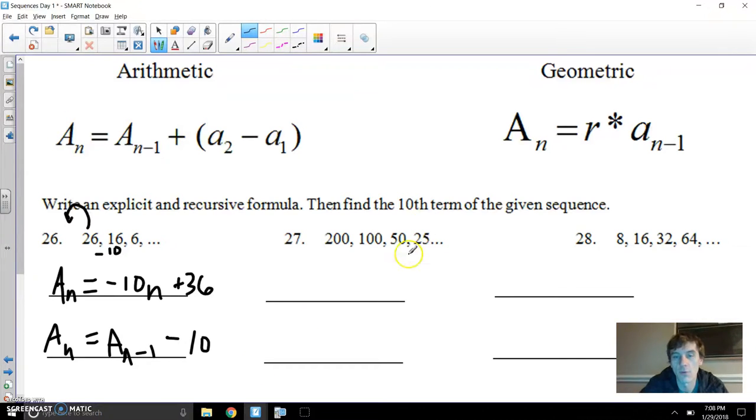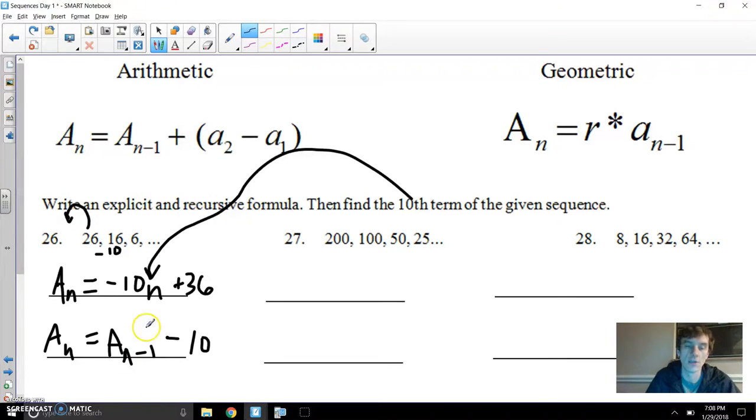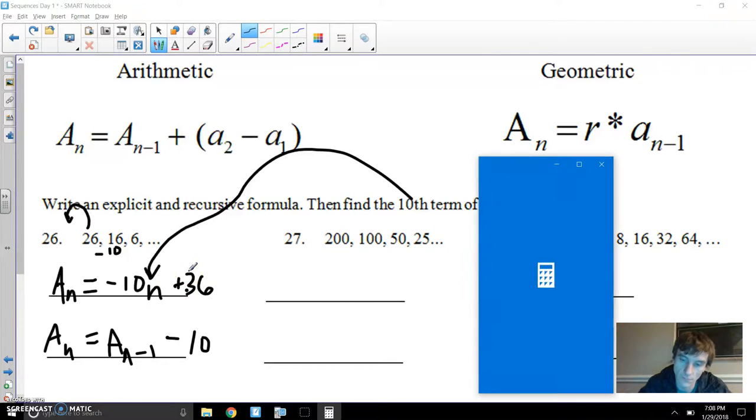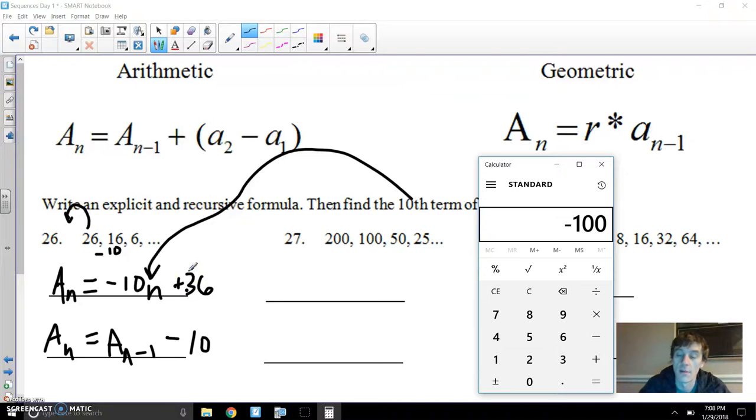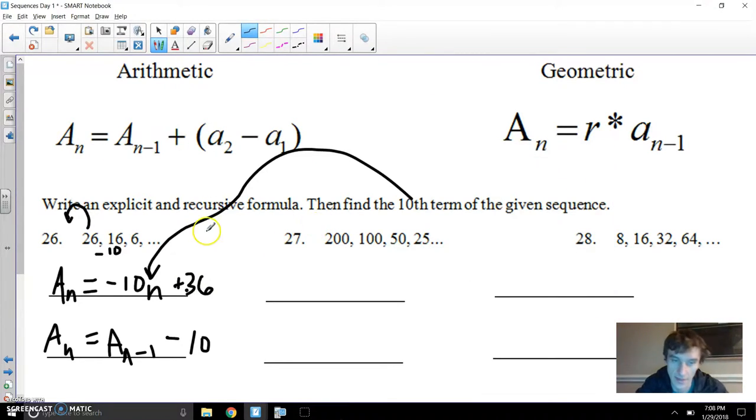Like I was saying, if you want to plug in a number, we need to plug in 10 to this one, because to do the recursive one, you really need to know all the terms. You need to know the first term, and then the second term, and the third term. That way you know the previous term, the 9th term, minus 10, what that 10th term is. So the explicit's way faster for a lot of computations. Negative 10 times 10 is negative 100. Okay. And then let's add 36 to it, and that's where we get negative 64. So that is the answer to the last part of that question.